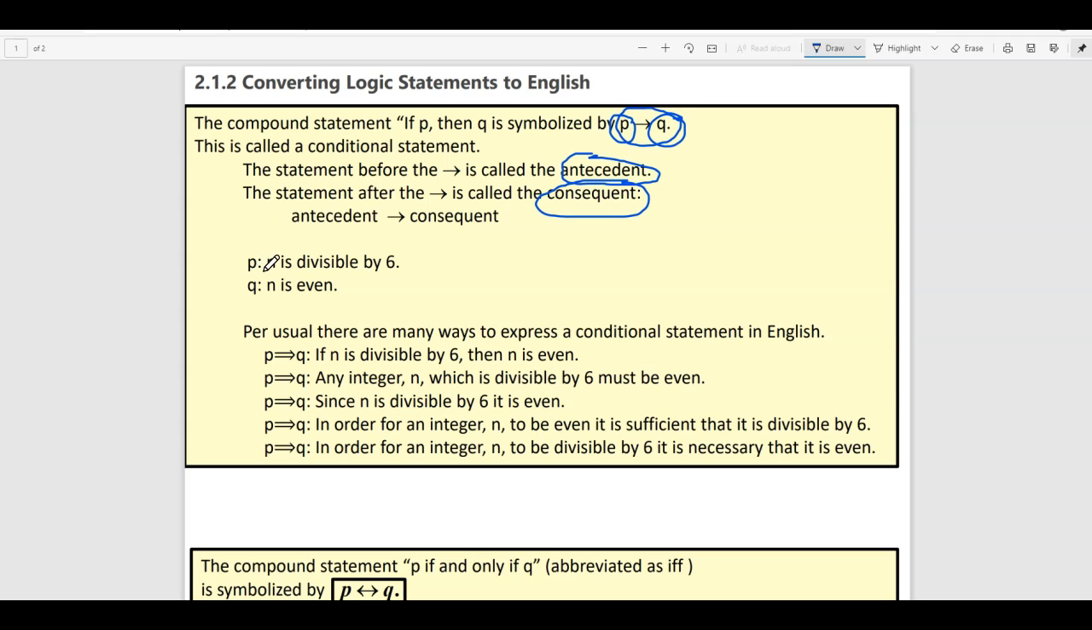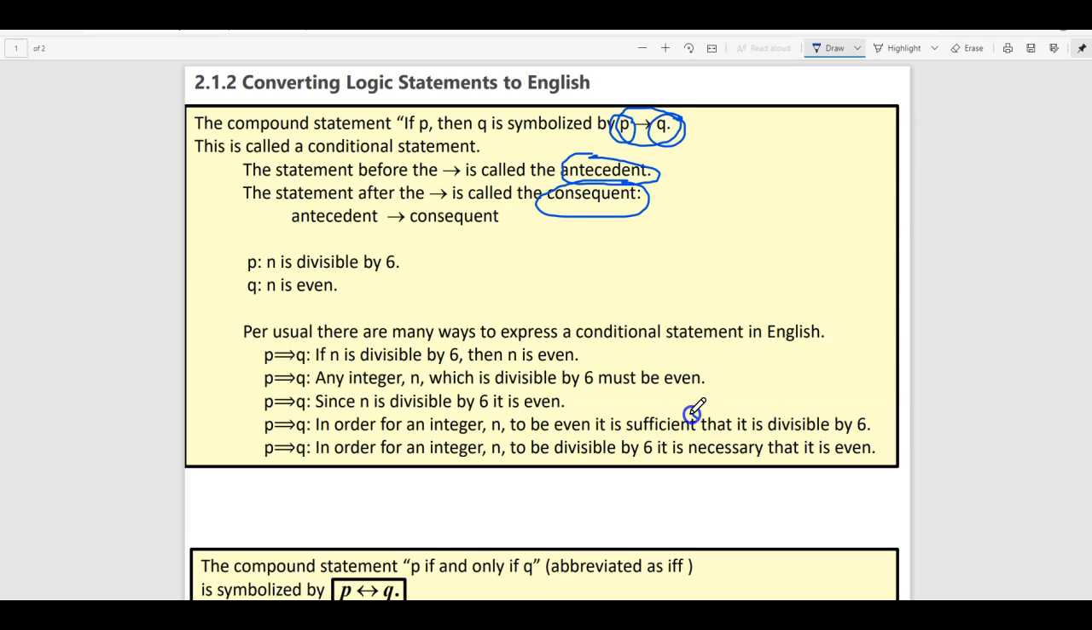Let P be a statement which says n is divisible by 6. Let Q be another statement, n is even. How many ways can you say this? If n is divisible by 6, then n is even. That means if P, then Q. Any integer n which is divisible by 6 must be even. Since n is divisible by 6, it is even. In order for an integer n to be even, it is sufficient that it is divisible by 6.